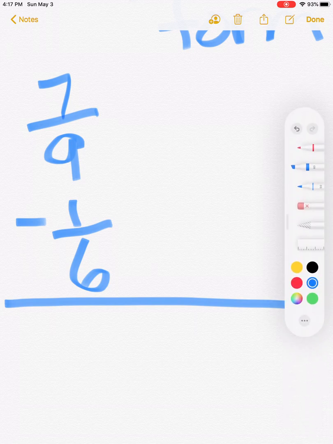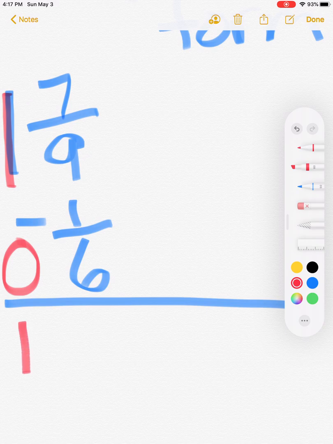So if I'm going to estimate this problem, 7/9 would estimate to 1, and 1/6 would go to 0. So the estimated answer is 1. Okay, that doesn't mean I stop there. It means that it gives me an idea of what the actual answer is.